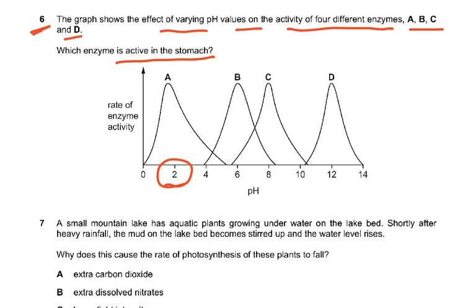So pepsin in the stomach will work because there's the HCl. So that is why the answer to 6 is A, because in the stomach we have an acid. That's the only place in the body where there is a highly acidic pH.